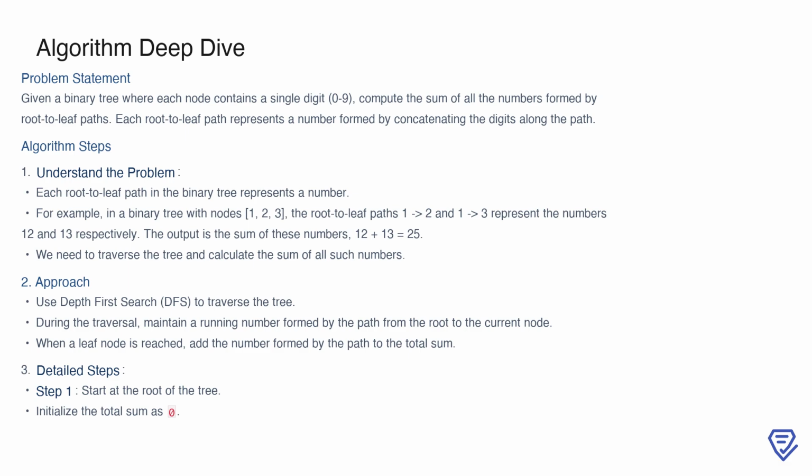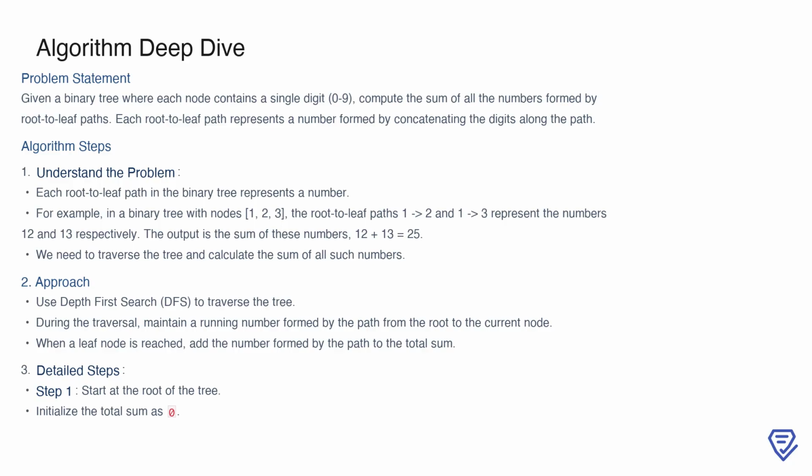To solve the problem of summing all root-to-leaf numbers in a binary tree, we need to start by understanding the structure of the problem. Each path from the root of the tree to a leaf node forms a number by concatenating the digits along that path. For instance, in a binary tree with nodes 1, 2, and 3, we have two root-to-leaf paths. 1 to 2 forms the number 12, and 1 to 3 forms the number 13. The goal is to find the sum of all such numbers, in this case, 12 plus 13 equals 25.